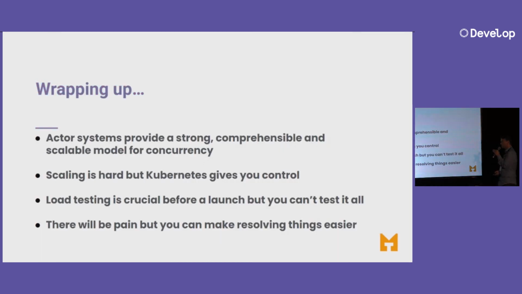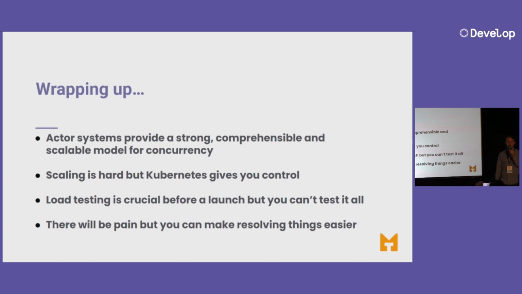And that's leading me towards the end of this talk. So what I'm going to do is summarize a few key points. The main things I would like you to take away is that Actor systems provide a good model for concurrency. They're not the model for everything. They don't solve every problem.